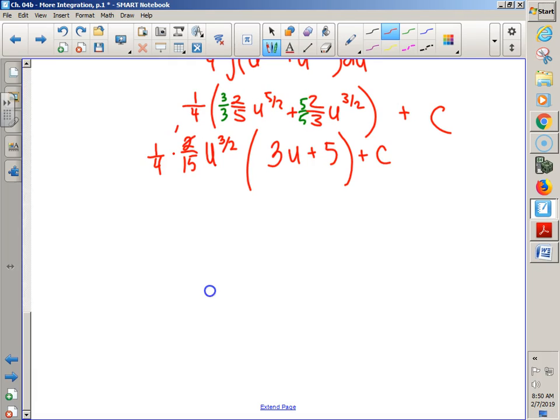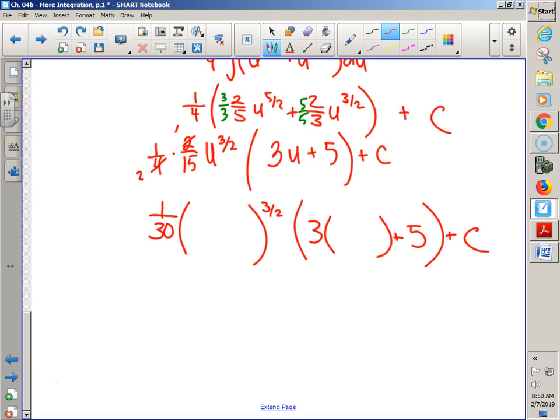Let's see, so I can make that 1/30th. U to the 3 halves, I'll get there, and then 3 times u plus 5. Who's my u again? I lost track. 2x minus 1? So let's throw in our 2x minus 1. Okay, we can't just stop there. I was nice on the other one, but come on, we can do this one, right? Because this one's as basic as distribute. So I have 6x minus 3 plus 5 would be plus 2.